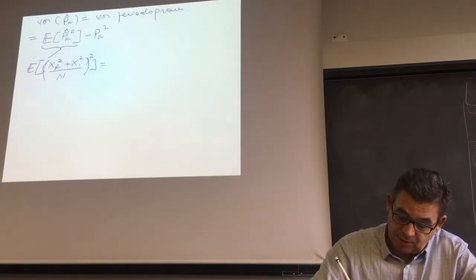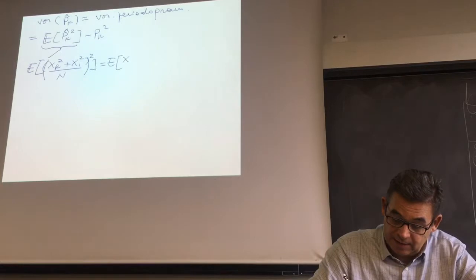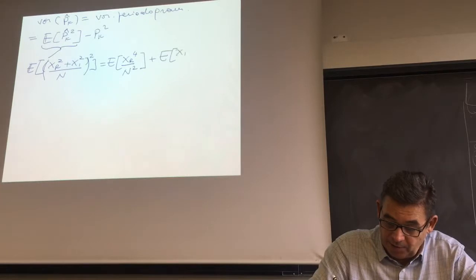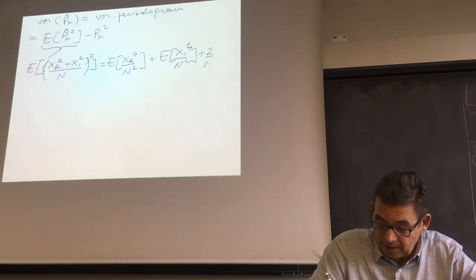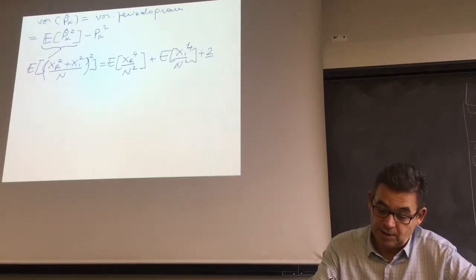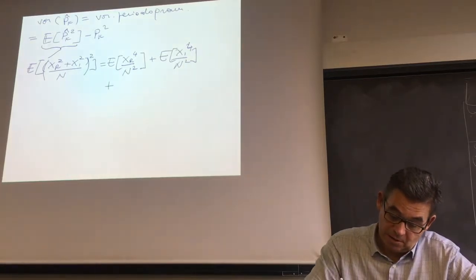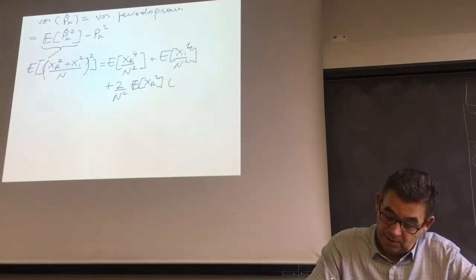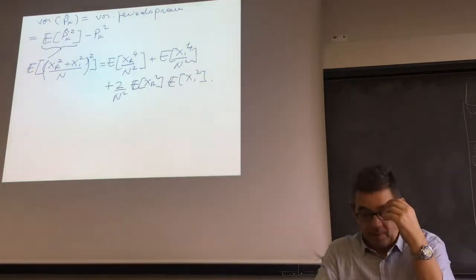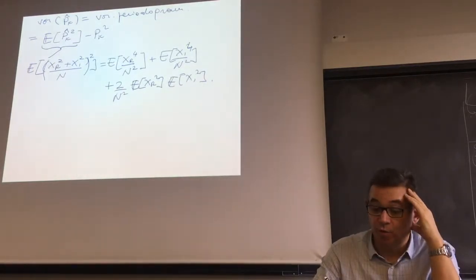Now, this one is equal to the expectation of x real to the 4th power divided by n squared, plus the expectation of x imaginary part to the 4th power divided by n squared, plus 2 times, divided by n squared, the expectation of x real squared times the expectation of x imaginary squared.